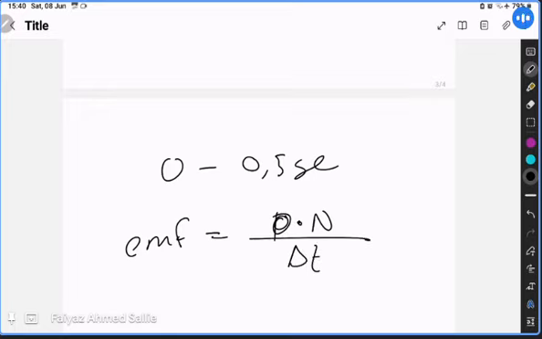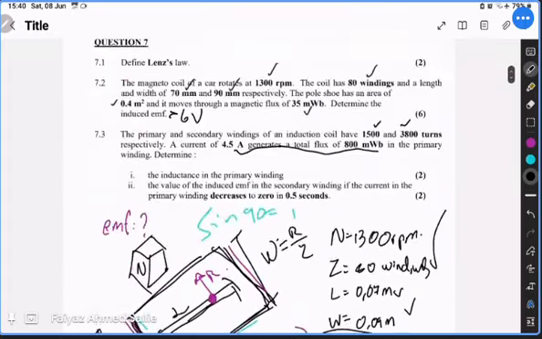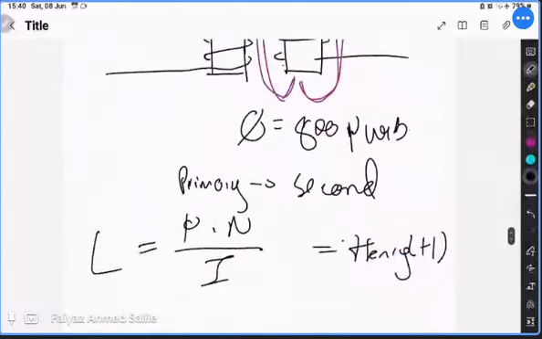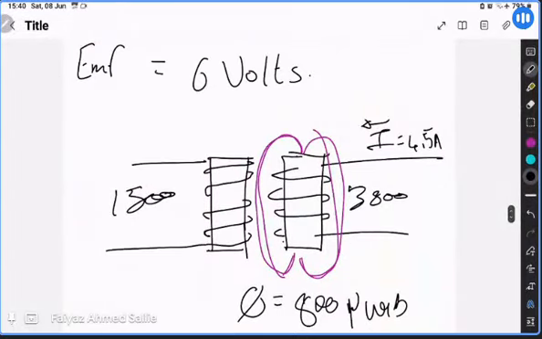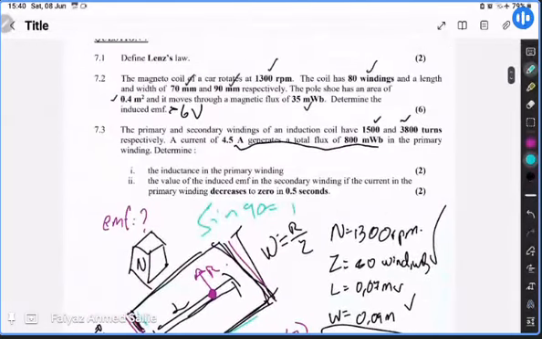So the first question is, let's see, the induced EMF in the primary winding, right? So let's see here. This would be our primary, and this would be our secondary. So primary windings, let's just go over the question.